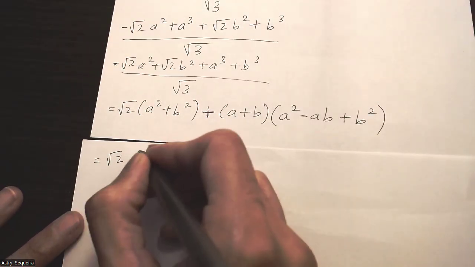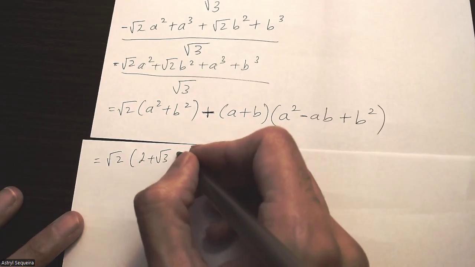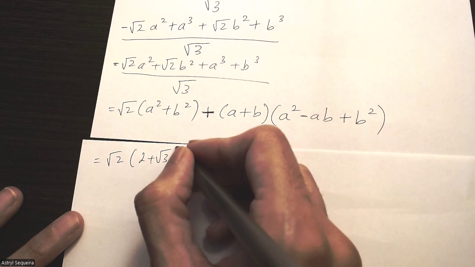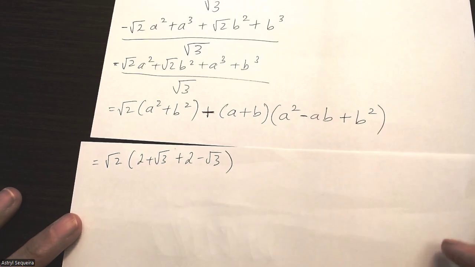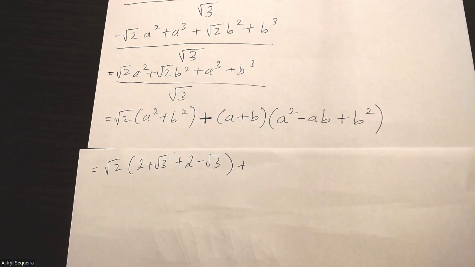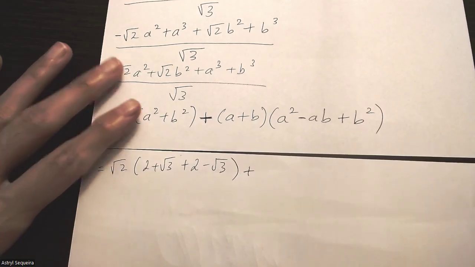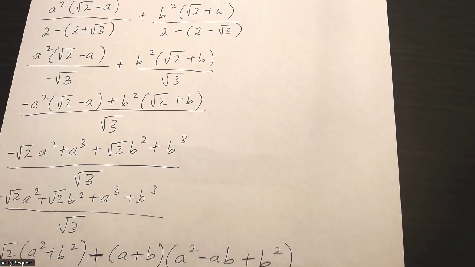So root 2 plus root 3 plus 2 minus root 3. That's pretty easy to simplify. Plus a plus b. Okay, let's do a plus b next. So to do a plus b, I'm going to need a full sheet actually. So I'm going to rewrite this on paper.